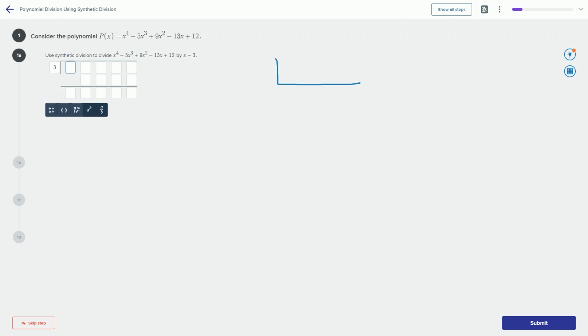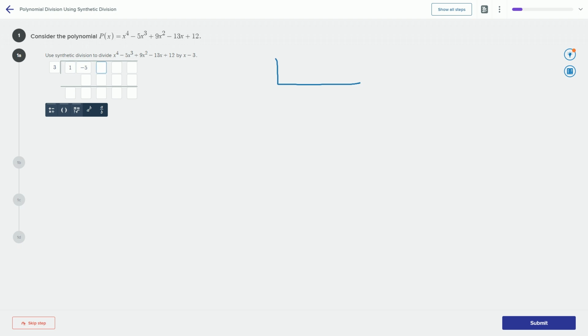Inside this little bracket, you would put in the term before your variable, and if there is no variable, just the constant itself. Like in this example, the number before x to the power 4 is 1, the number before x to the power 3 is -5. Remember to put these in order from the highest degree to the lowest degree.